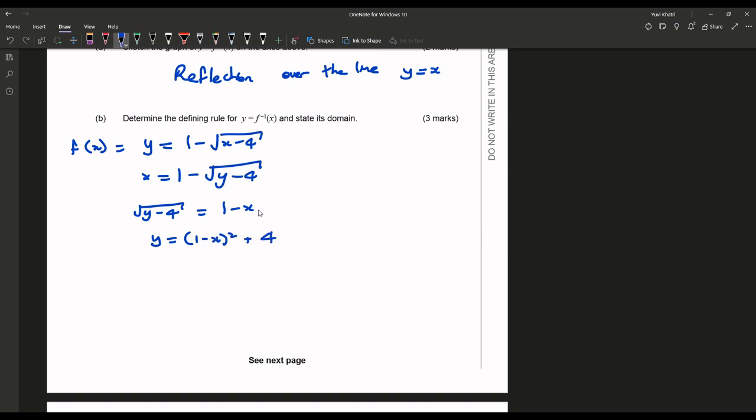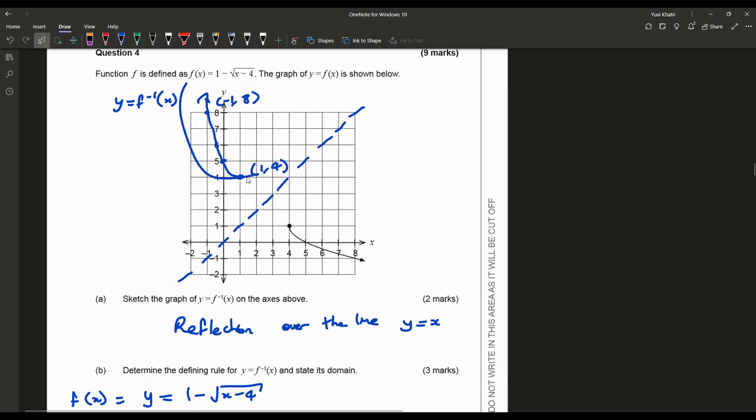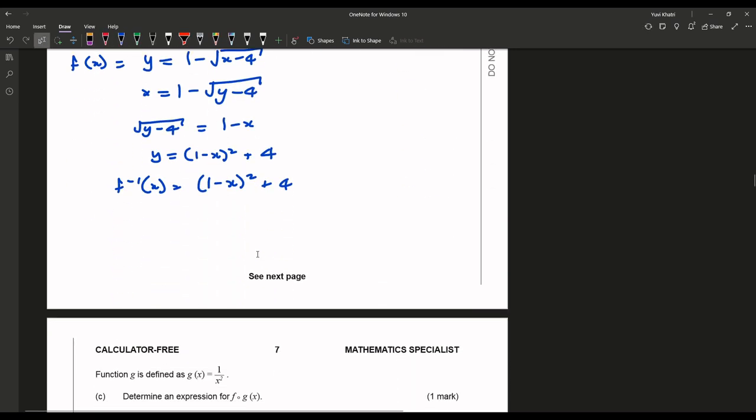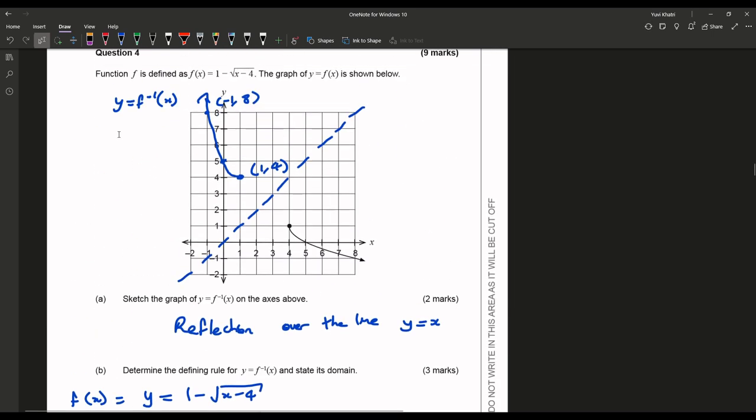And it wants the domain. Well, first we write f inverse of x equals (1 take x) squared plus 4. And it wants the domain. So we can just look at the domain of this graph right here. That's obviously x is less than or equal to 1. It's just going left from 1. So that's x is less than or equal to 1. And that's what we're going to write here. So x is all reals and x is less than or equal to 1, just from looking at this graph.